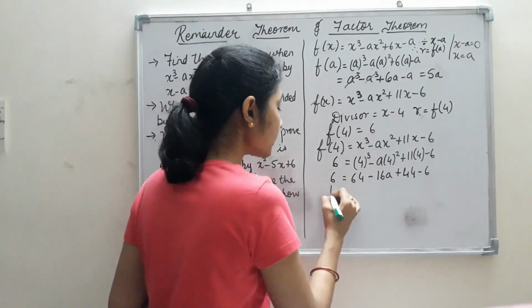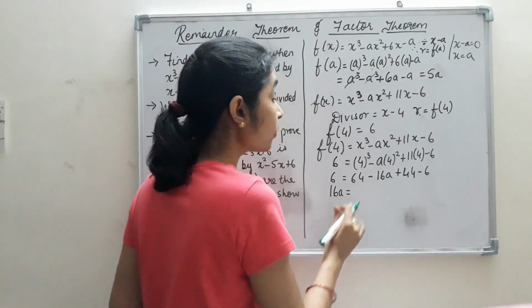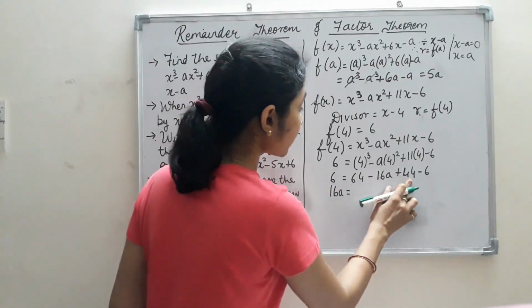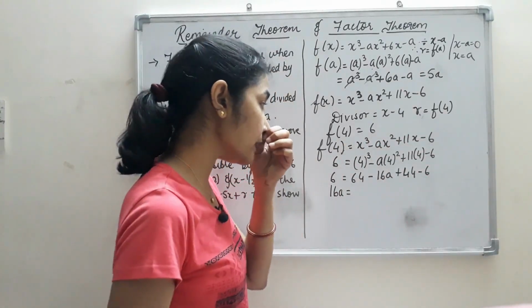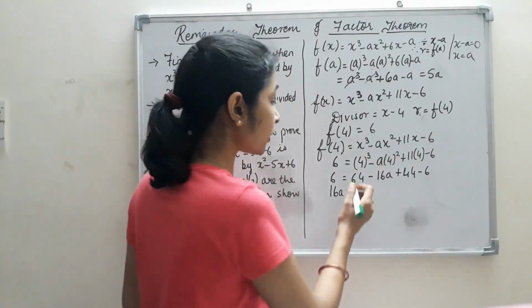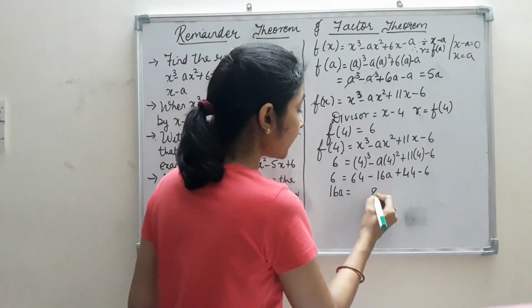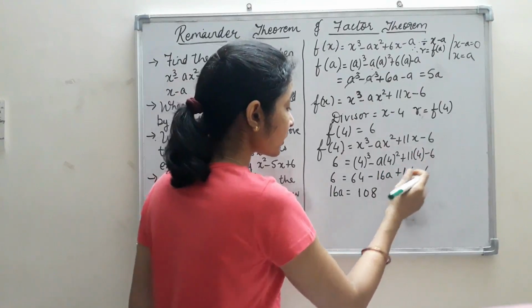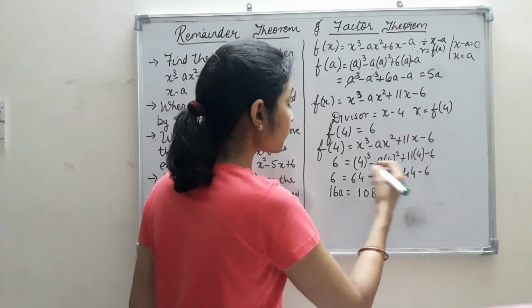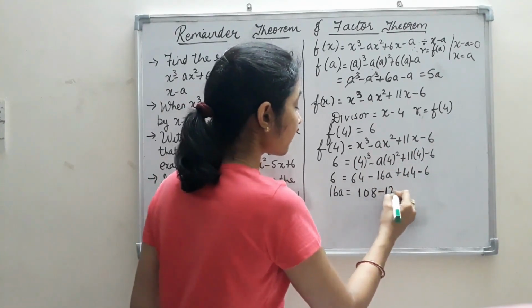other side. So 16a is equal to now 64 plus 44, and this 6 also comes on the other side, so it is also minus 6. So 64 plus 44 gives me 108. Okay, and this 6 when it comes on this side it also changes into negative, so minus 6 and minus 6 gives me minus 12.